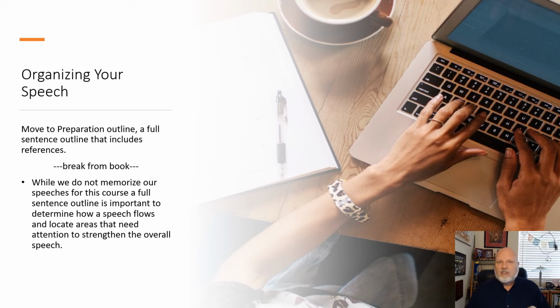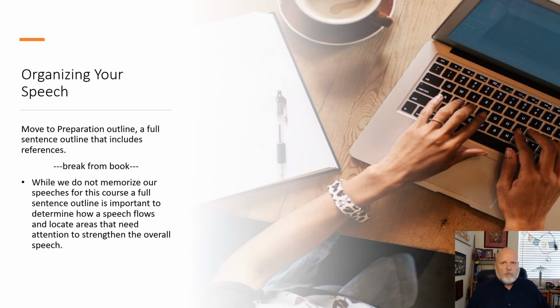Full sentence outline is important because it actually lets you catch things. It is also where you're going to put your references, and to make sure you are giving proper references to avoid trouble with plagiarism. When you present, you're not going to read to me your full sentence outline. I don't want that at all, because we really want extemporaneous speaking.